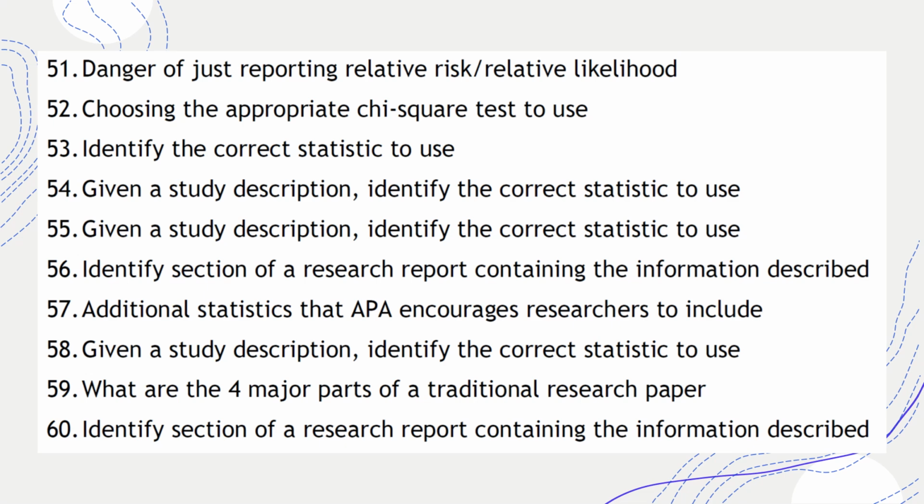Okay. 59. What are the 4 major parts of a traditional research paper? It's going to give you the abbreviation IMRAD, and it's going to ask you what one of those letters stands for. So if you know introduction, method, results, discussion, you're fine.